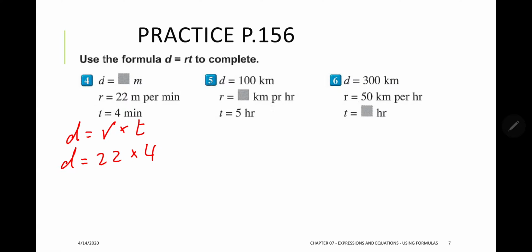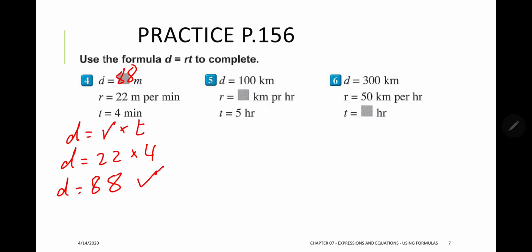See, now it's a usual equation. We're just going to solve it like D is equal to 22 multiply 4. So 22 multiply 4 is 88. So this 88 is our result. By using the formula, we found that D is equal to 88.